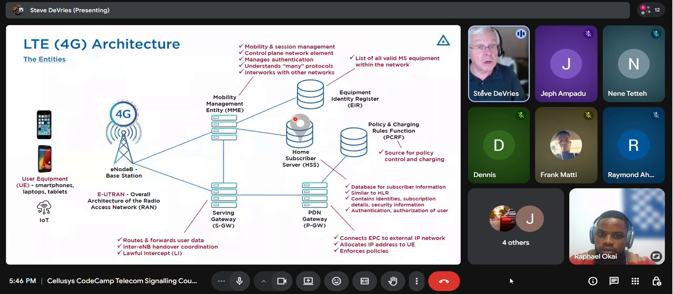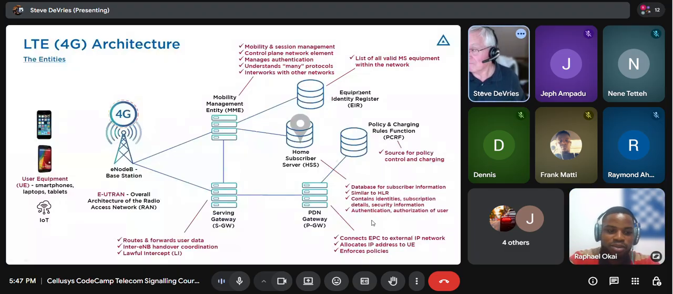It understands a lot of protocols. It talks a protocol called S1. This is the S1 interface, so S1 application protocol here. It talks GTP here. It talks Diameter here. So it's like someone that speaks three different languages. That's what the mobility management entity does. This is still a holdover. The equipment identity register is a holdover from the 2G, 3G days.